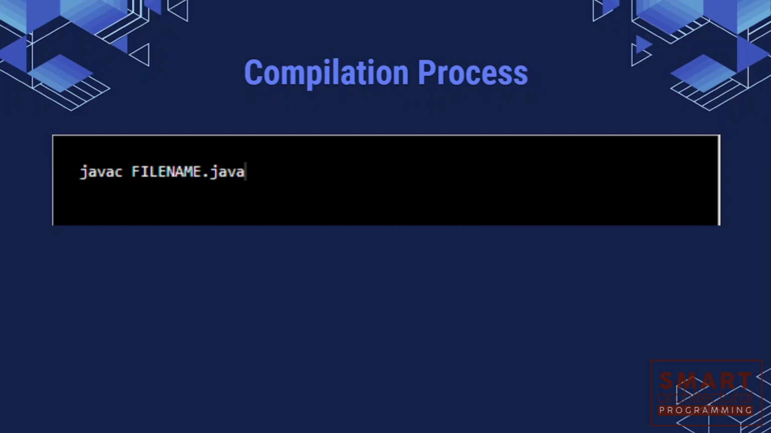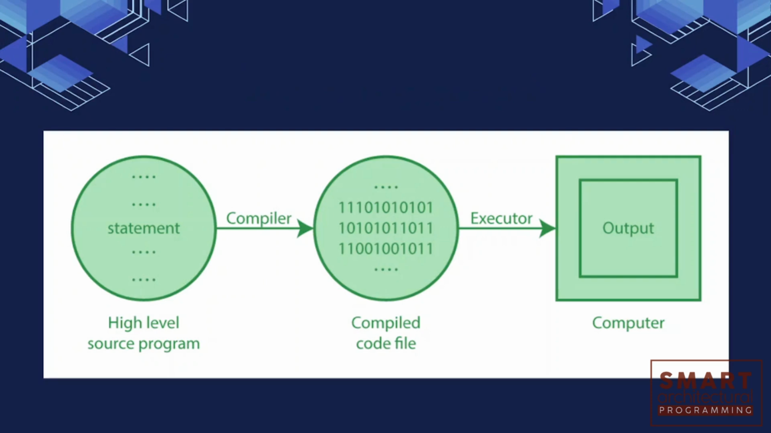But wait, what is bytecode? And why does Java use that instead of compiling directly into machine code? Let's try to understand that a little better. Here you can see we have a high level source program, our statement or our code that we write. Then a compiler that compiles the code file into binary, and then the executor that executes that file on your computer, as you can see in this diagram. So the statement, the high level source program, moves through the compiler into the compiled code file, and then that is pushed to the executor, which executes the output of your code and its instructions on the computer.